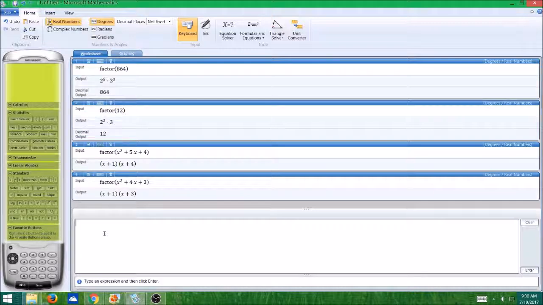So in this lesson we saw the two applications of the factor button, the first being for integers to get the prime factors, and the second being for algebraic equations.